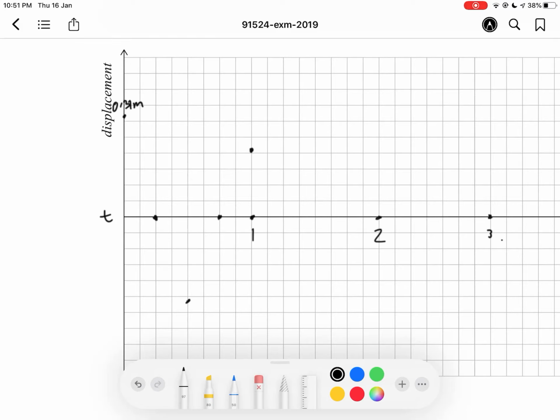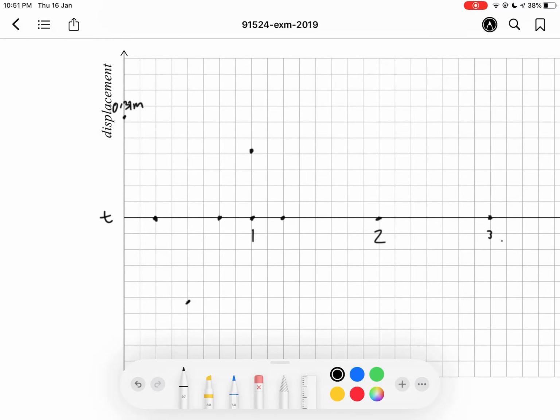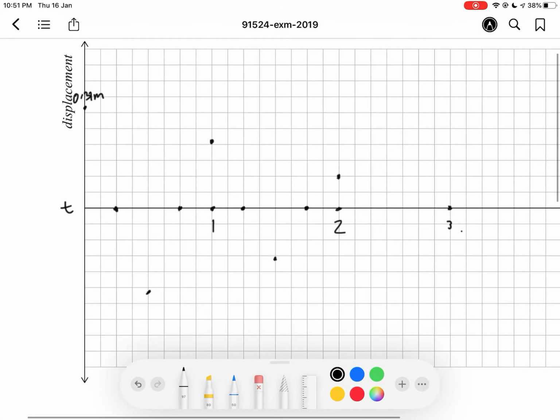And then it continues. After another quarter time period, we're going to reach the equilibrium again, so displacement is 0. And after another quarter cycle, we'll reach the negative maximum displacement, which is going to be less than the previous maximum displacement, once again due to energy loss. Say somewhere here. And after another quarter cycle, we're going to reach the equilibrium again, so displacement is 0. And after the second time period, we're going to have further decreased displacement.